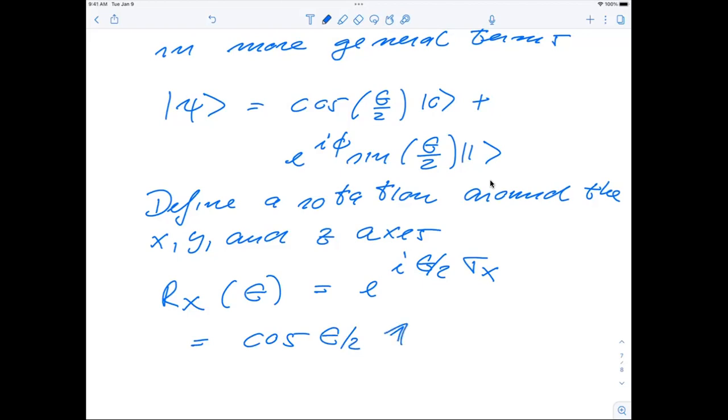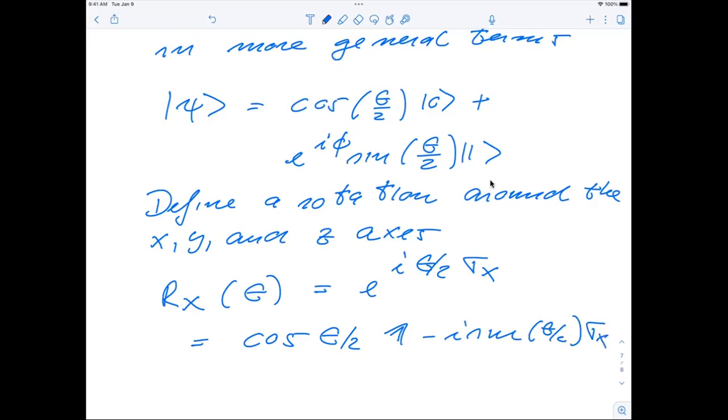Because if you write out the Taylor expansion of the exponential, we will have terms which have odd powers of sigma x, and the odd power of sigma x is sigma x, and the even powers, sigma x squared, equal the identity matrix. Then we get all the even terms, which we can recognize as cosines if you look at the Taylor expansion of cosines. And then we get a minus i sine of theta half multiplied by sigma x.